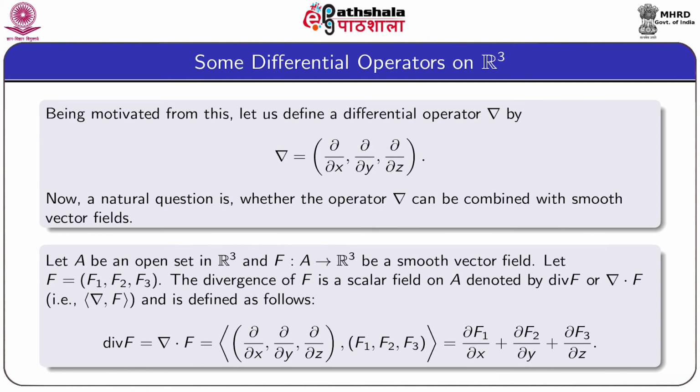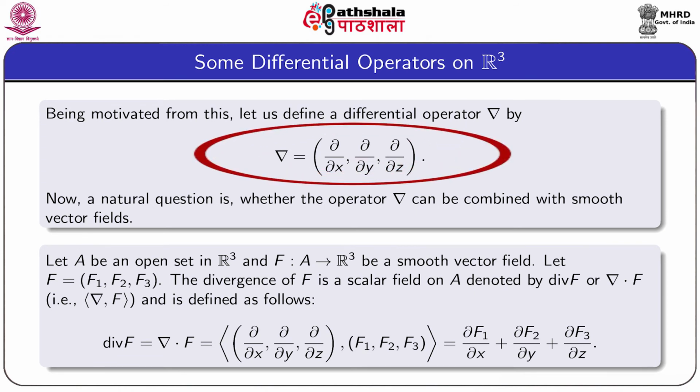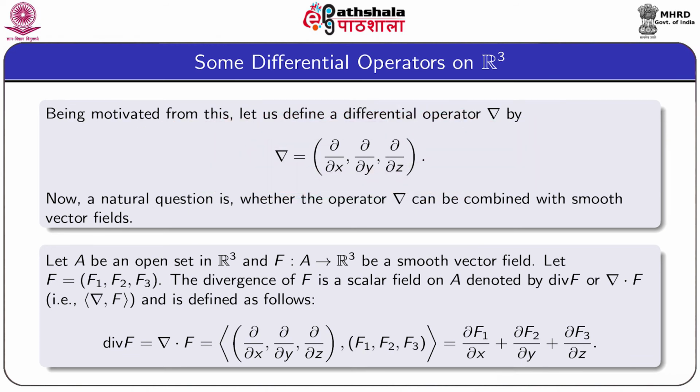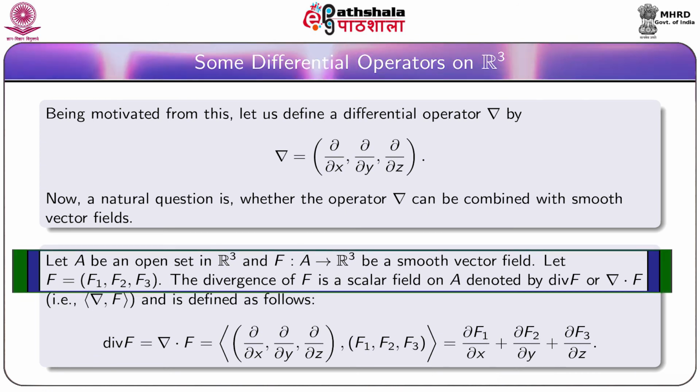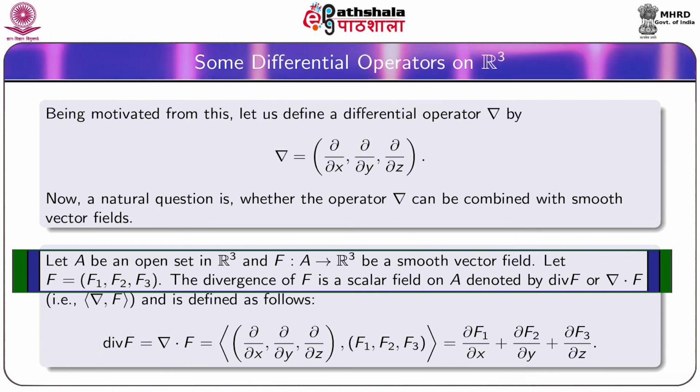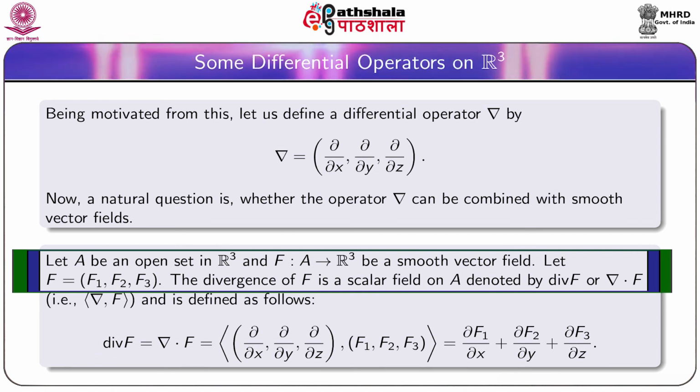Being motivated from this, let us introduce a differential operator nabla by nabla equal to the ordered triplet del/del x, del/del y, del/del z. Now, we see whether the operator nabla can be combined with some smooth vector fields. Let A be an open set in R3 and f from A to R3 be a smooth vector field. Let f equal to (f1, f2, f3).